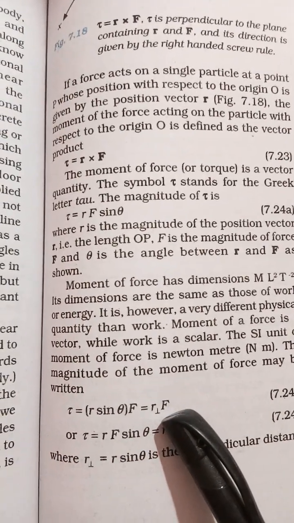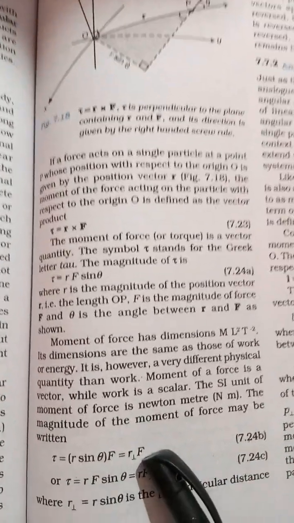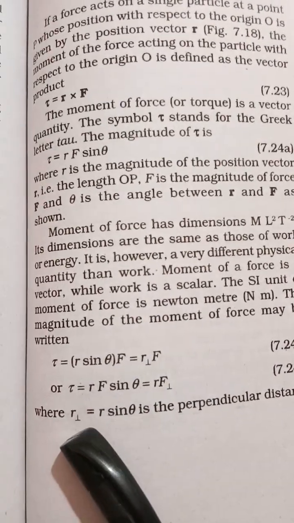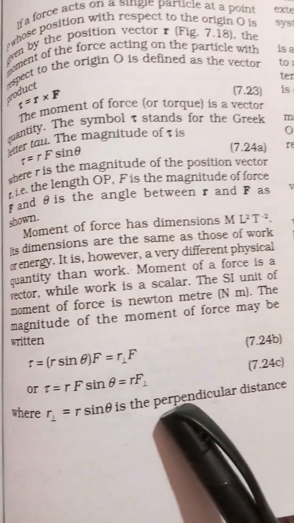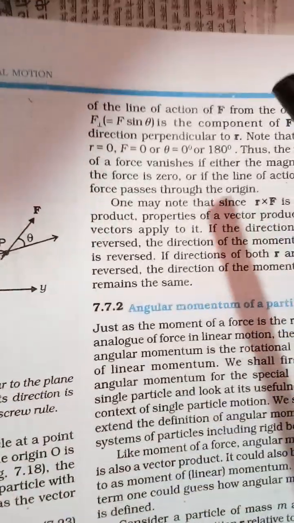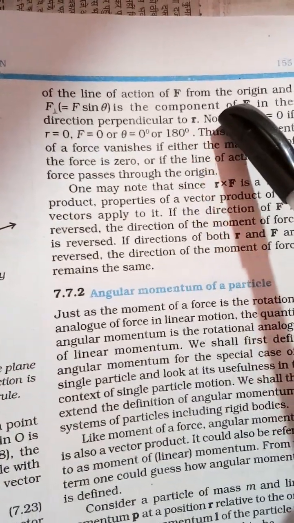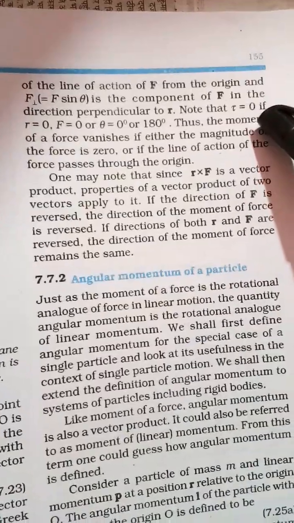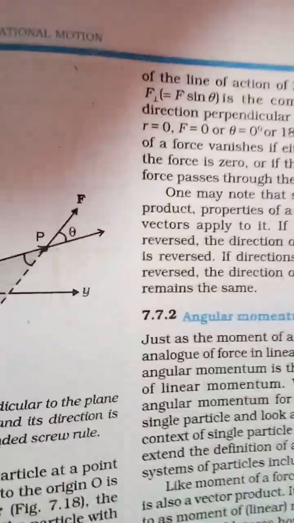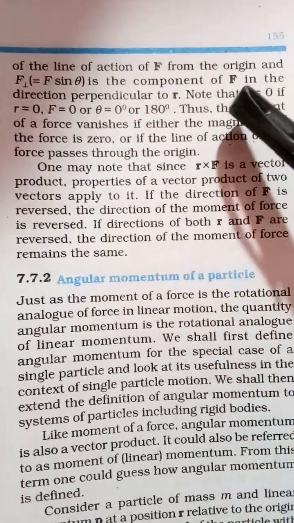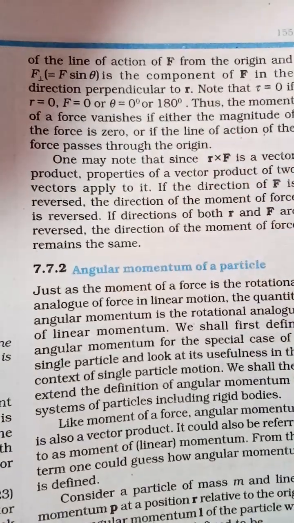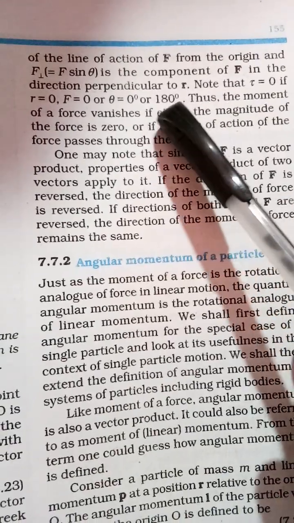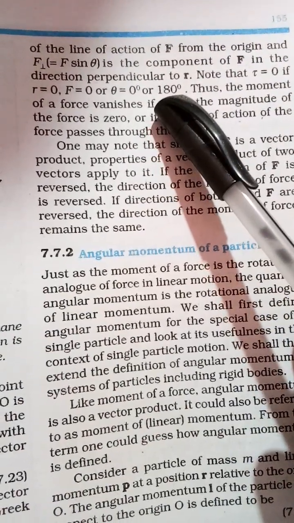r perpendicular times F, or tau equals r F sin theta equals r F perpendicular, where r perpendicular equals r sin theta is the perpendicular distance of the line of action of F from the origin, and F perpendicular equals F sin theta is the component of F in the direction perpendicular to r. Note that tau is equal to 0 if r equals 0, F equals 0, and theta equals 0 degrees or 180 degrees.